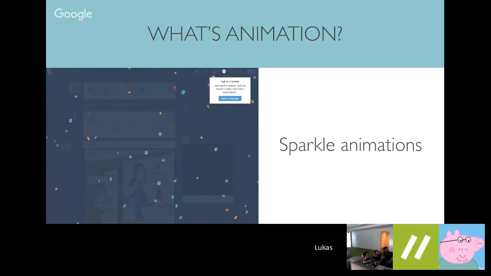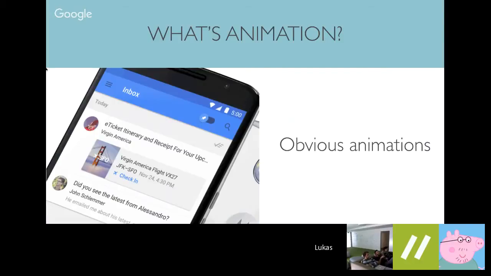So sparkle animations are generally animations that look cool, but unfortunately they pull away the attention from what is really important. Like you can see here, all of the glitter in the background is very distractive to the actual action, which is in the right upper corner. And then there's obvious animations.